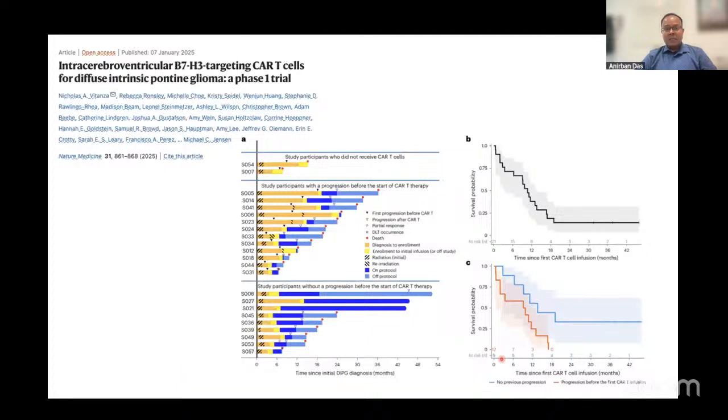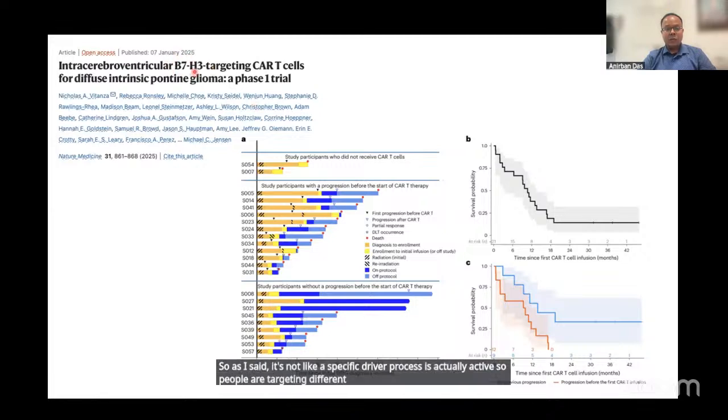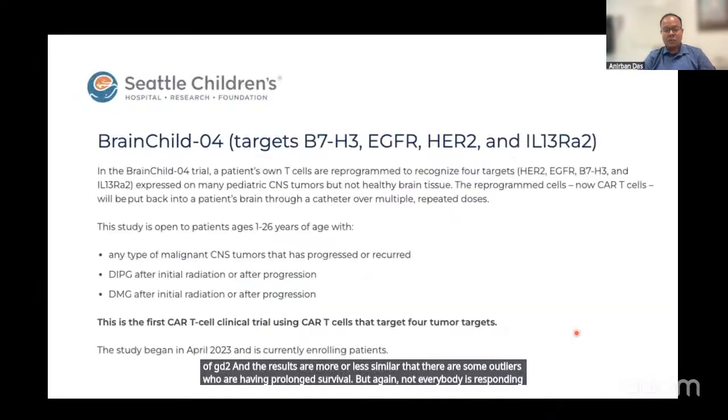So as I said, it's not like a specific driver process is actually active. People are targeting different antigens. This is a group targeting B7H3 instead of GD2, and the results are more or less similar: there are some outliers who are having prolonged survival. But again, not everybody is responding, and the responses don't seem to be durable.